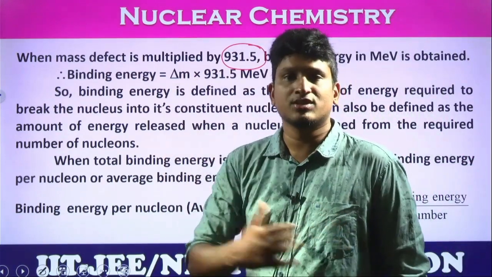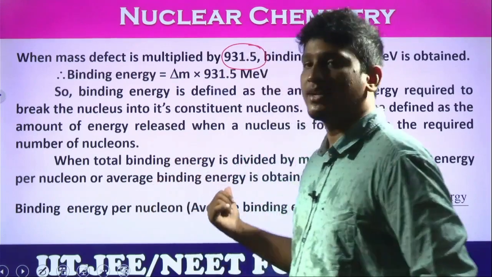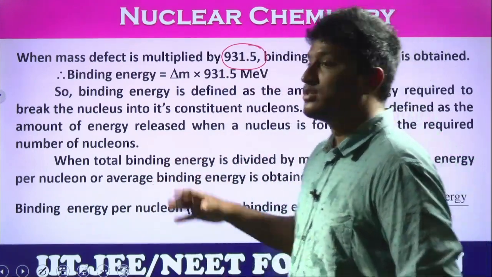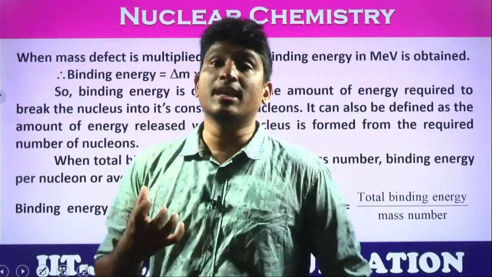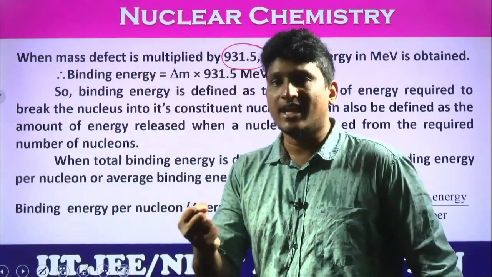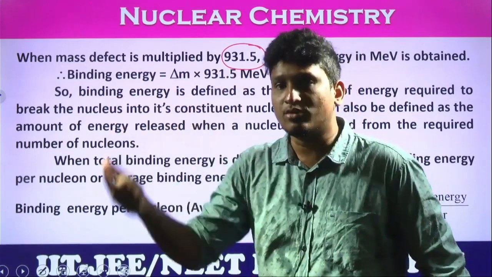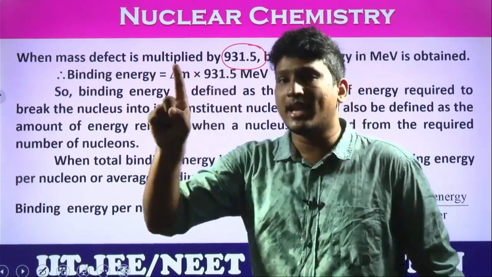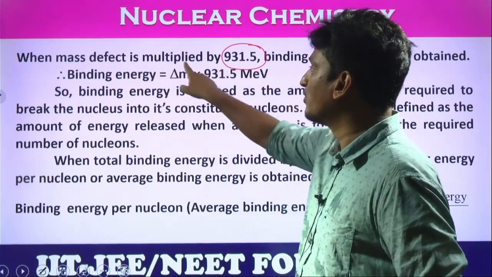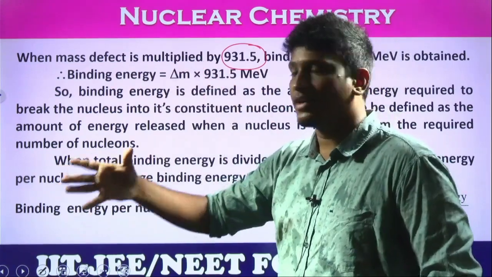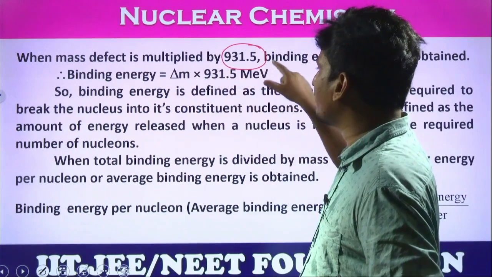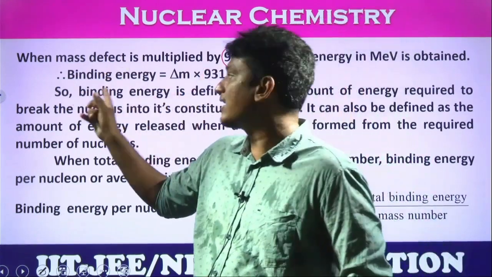Sir, how is it possible? That also we have discussed in the last slide. I'll explain how this relation came. Understood? So binding energy means we are converting mass into an energy scale, in terms of MeV, million electron volts. How to do that? First of all, we consider the mass defect delta M in AMU. That AMU into 931.5 MeV, million electron volts, will give the binding energy.